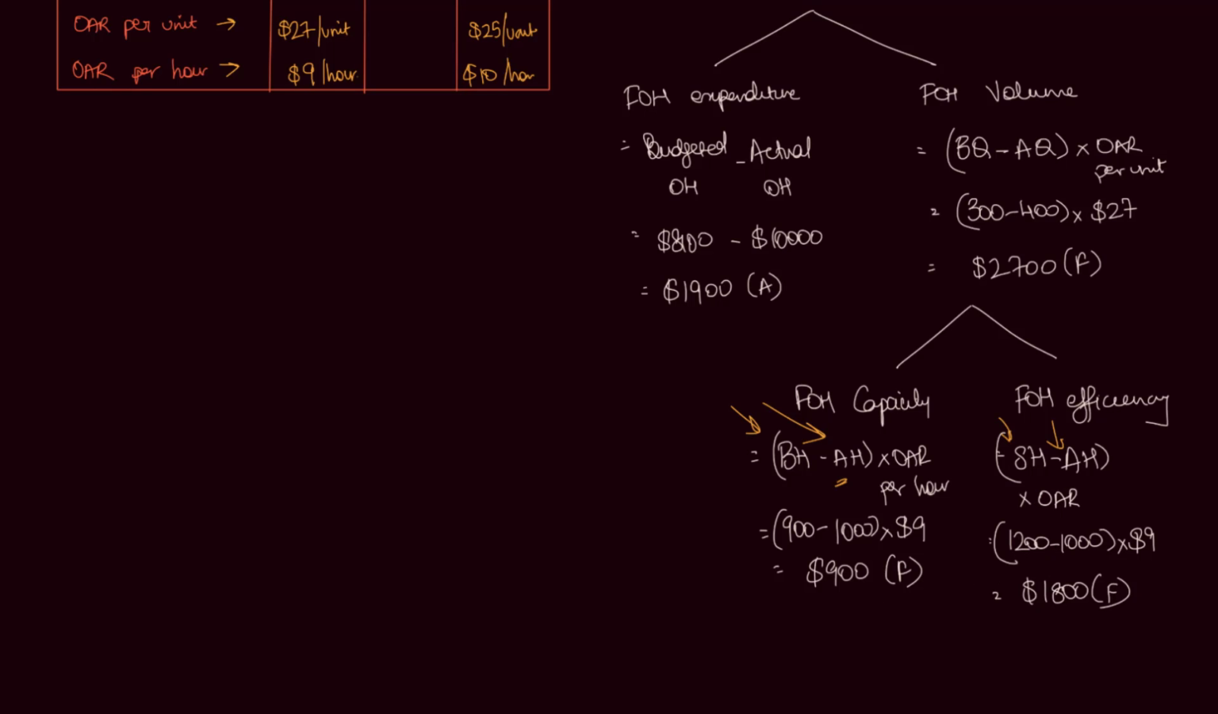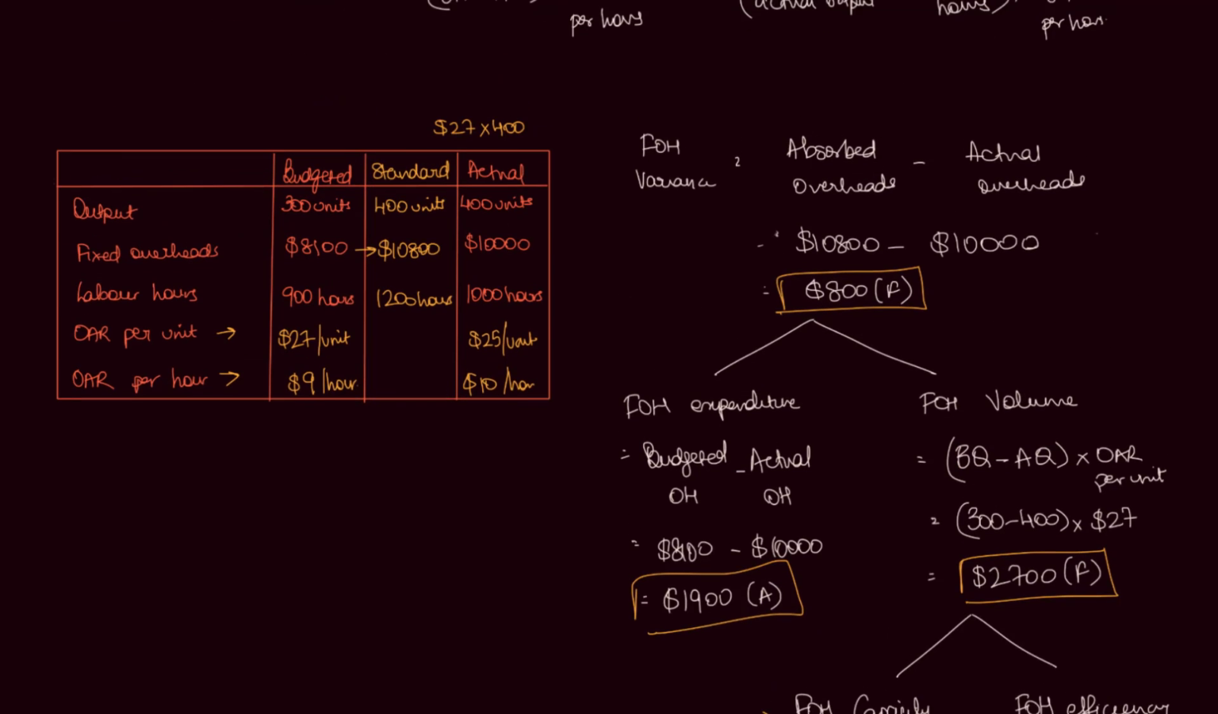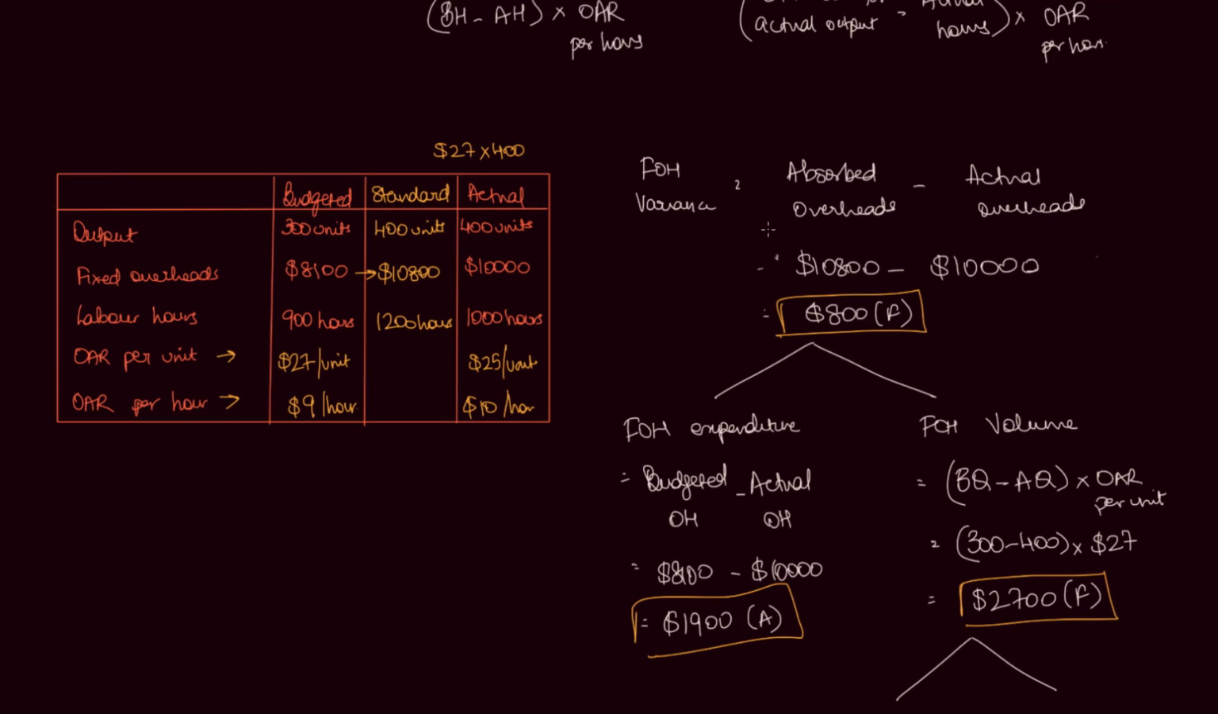So if you see, the $1,800 variance that is favorable and the $900 variance that is favorable lead to $2,700 favorable variance, and this $2,700 favorable variance and $1,900 adverse lead to a net favorable variance of $800. That's our overall fixed overhead variance. So I hope the variable overhead and the fixed overhead variances are now clear.